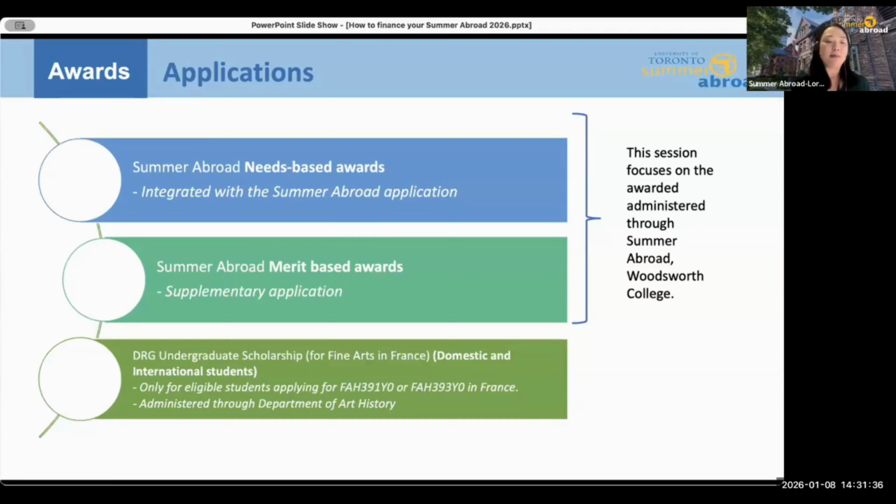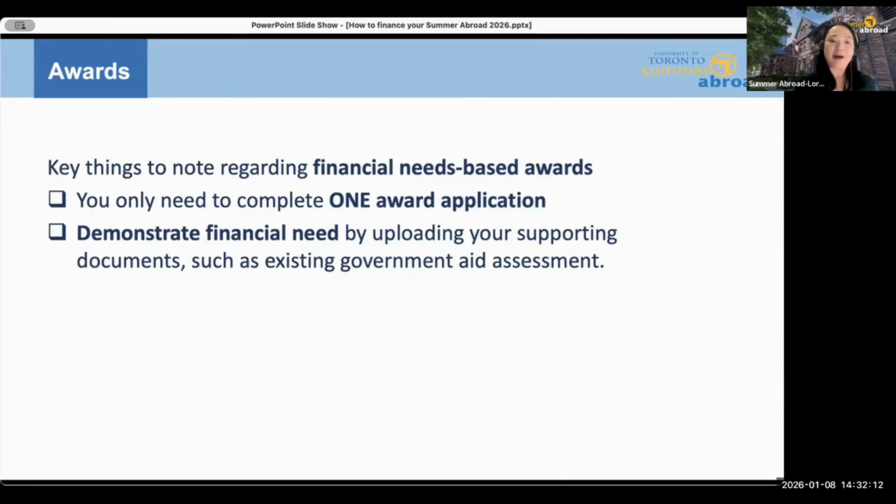On the screen, you'll notice I mentioned something called the DRG Undergraduate Scholarship. It's a very specific award, and it's for those who are thinking about applying for the fine arts course in France, in Paris. It is only eligible to students who are in the FAH course. And I do want to highlight that even though the application is through a portal, it's actually administered, selected through the Department of Art History. So I'm not going to be covering the DRG award today. I'm going to focus on the top two, which are administered through our summer abroad office.